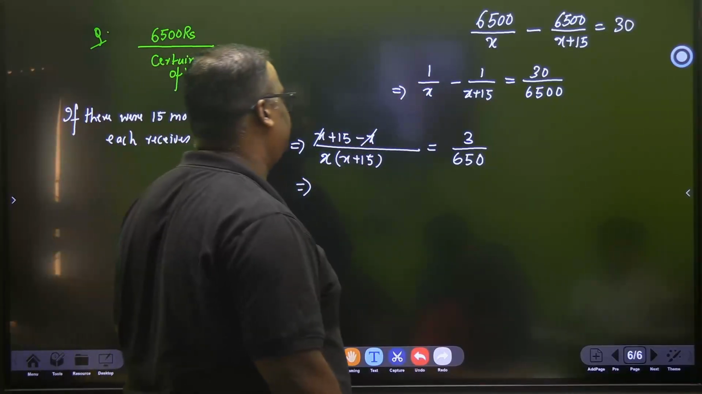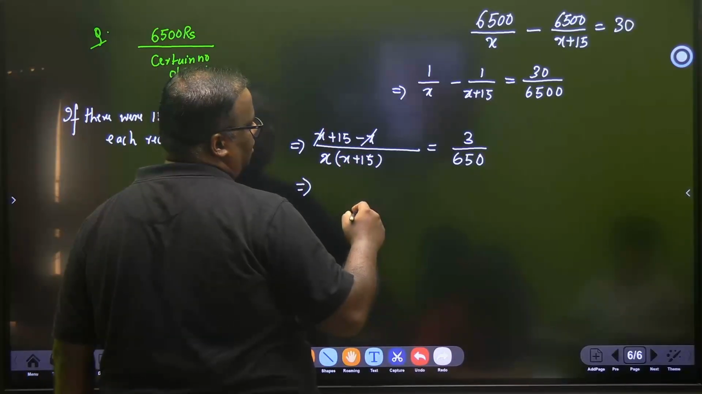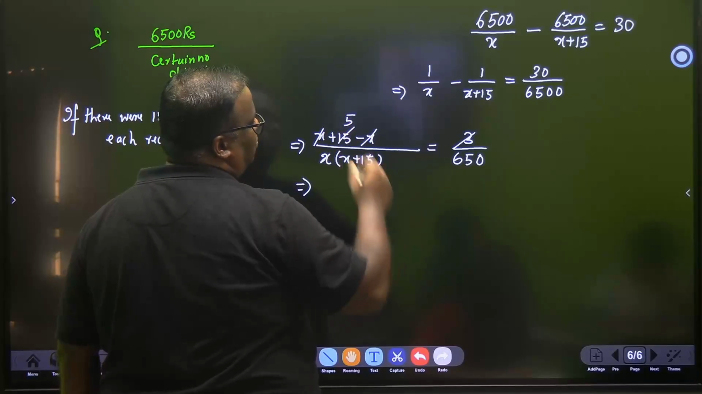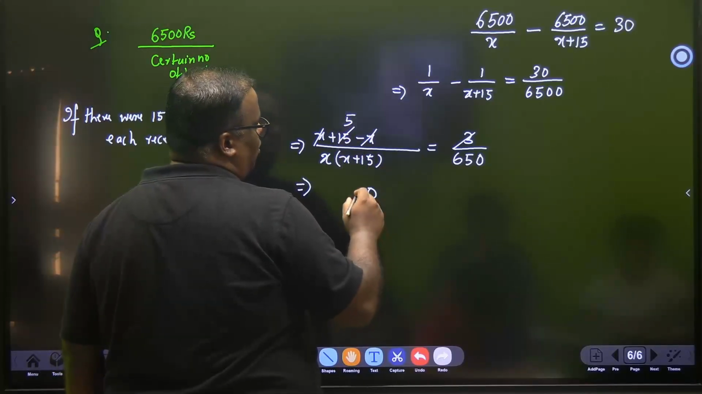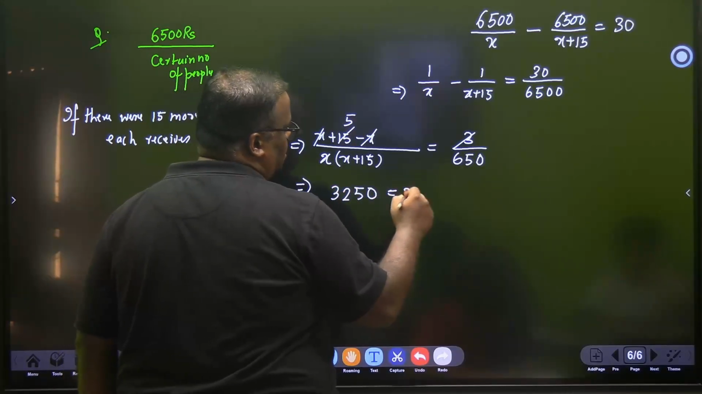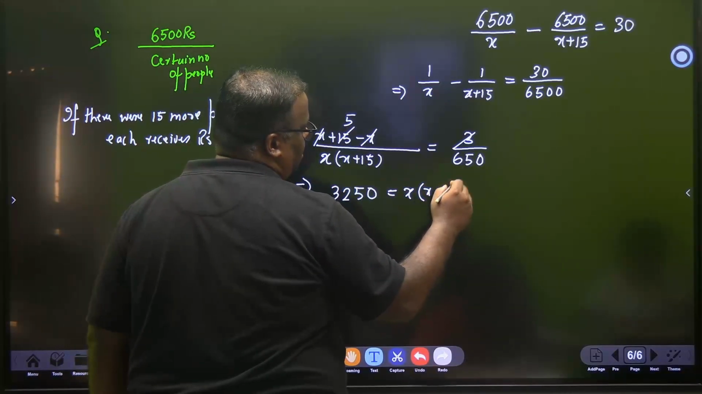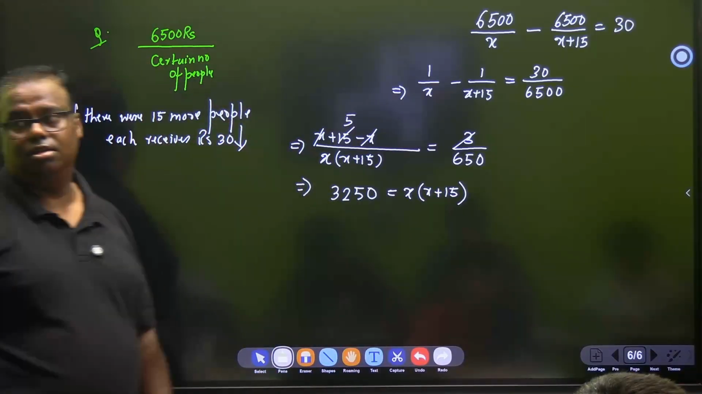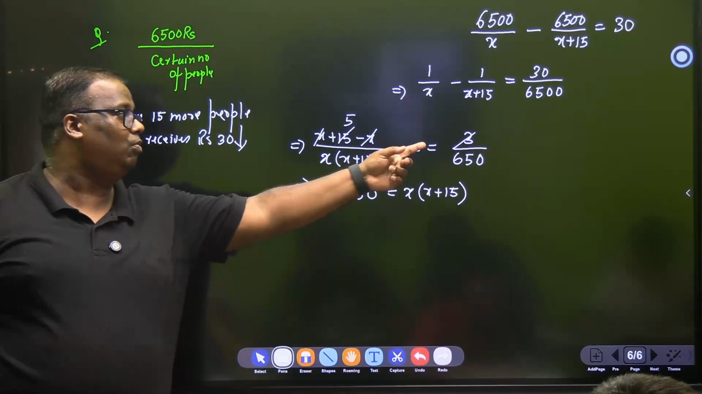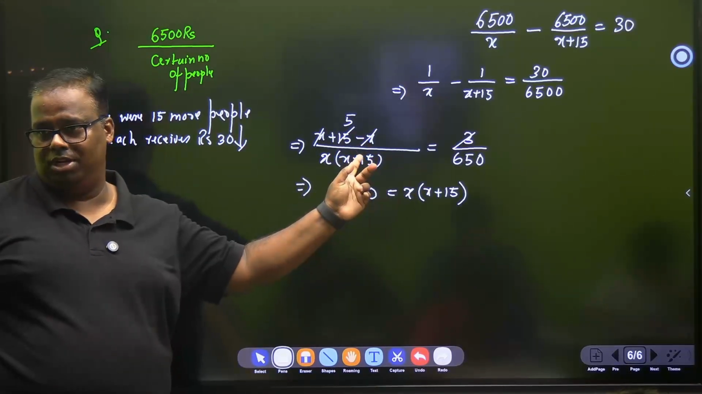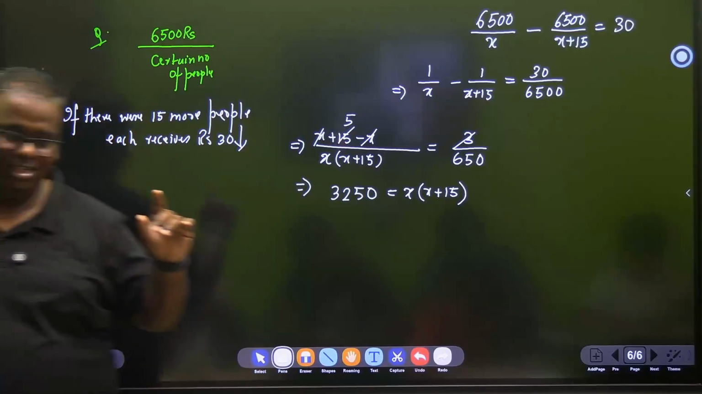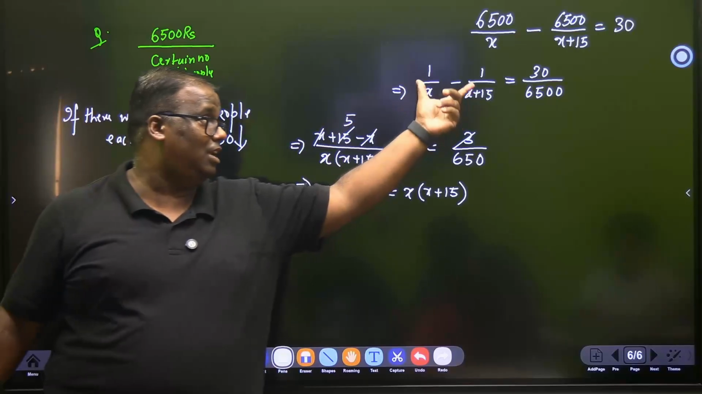So now 15 and 3. So 3 remains. 3 fives are 15. Now 5 you multiply by 650, which gives 3250, equal to x into x plus 15. Did you understand? Do you all have a doubt, like how I cancel this numerator? This can be cancelled only when you have a factor on both sides. You just can't take away something from here. You have to factor out.